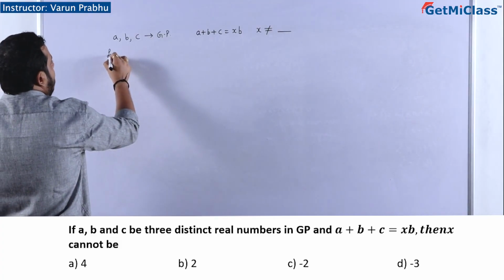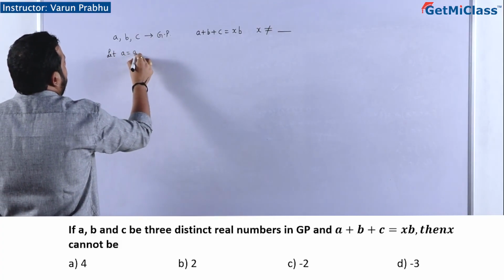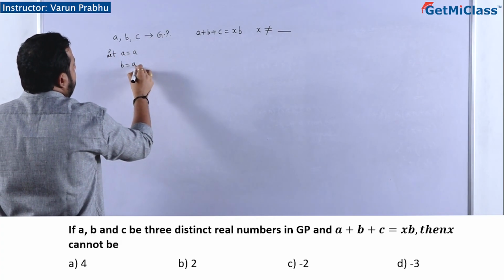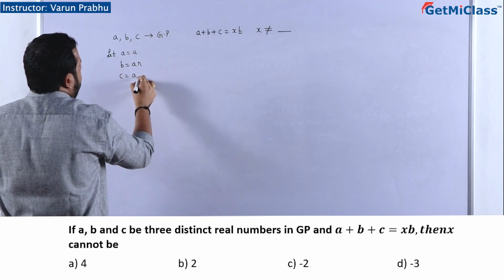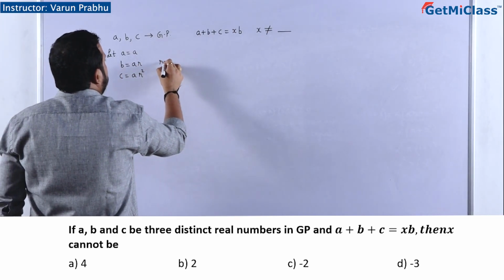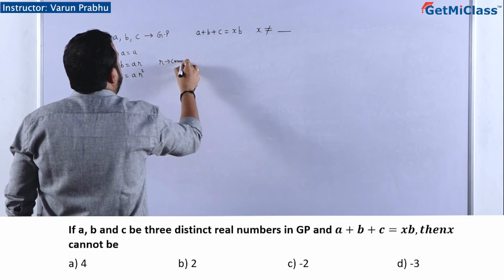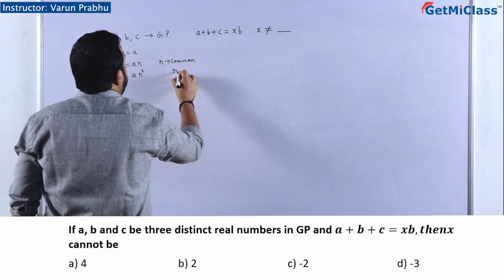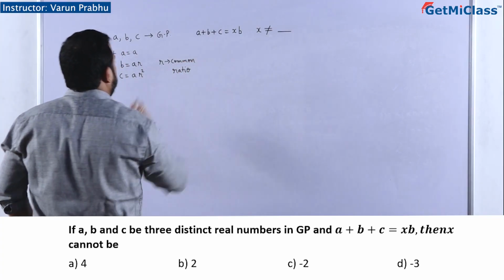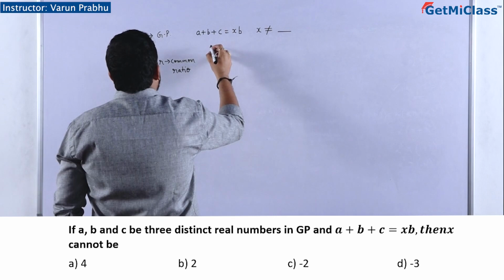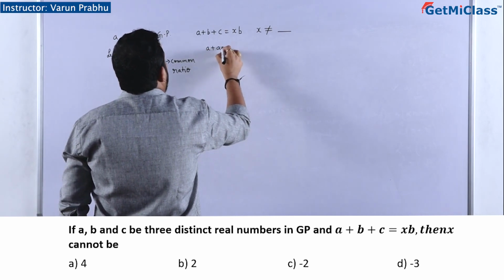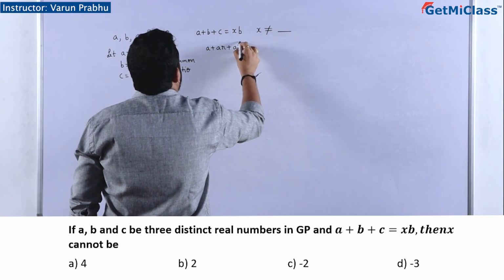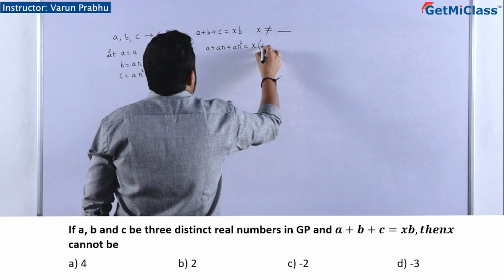So let the first term be A only, and B, let me take it as AR, and C is equal to AR square, where R is nothing but the common ratio of the GP. So I can say A plus AR plus AR square, that is equal to X into AR.